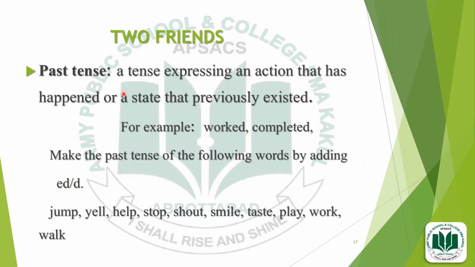Now, I told you in the last slide that you have to underline the past tense or past form of the verb in the story. So here we will find out what the past tense is. A tense expressing an action that has happened or a state that previously existed. That action that happened in the past is called past tense. For example, worked and completed.